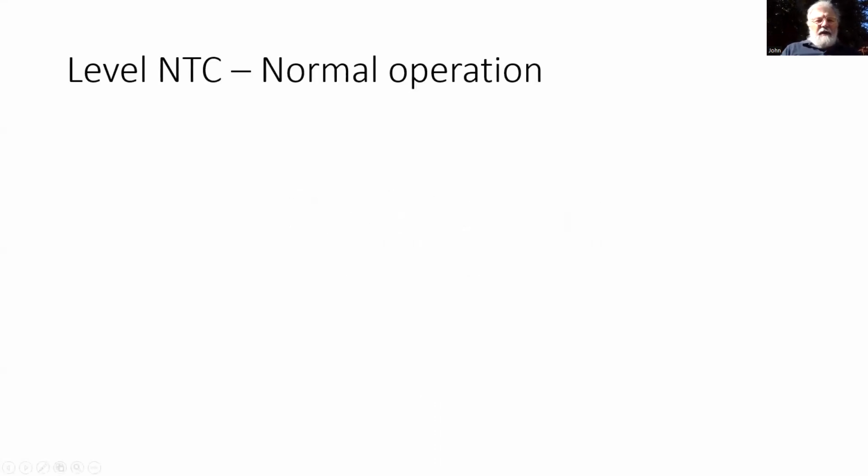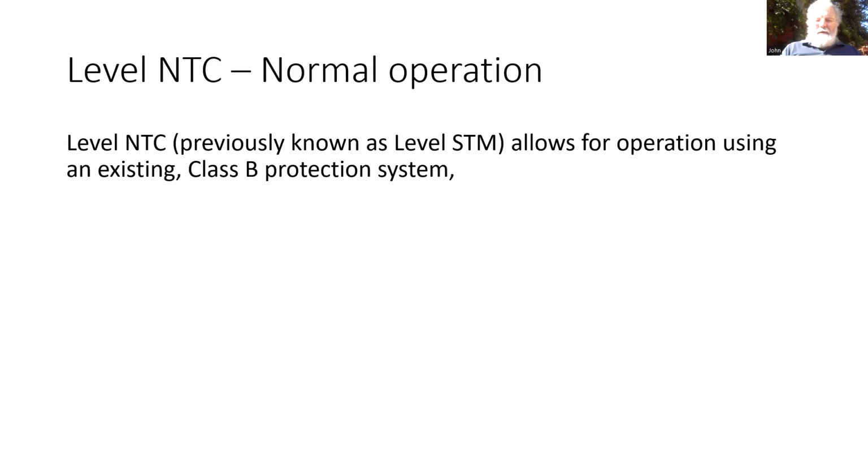In Level NTC, which is National Train Control, the normal operating mode is SN. As you all know already, I think, Level NTC, National Train Control, which was previously known as Level STM for Specific Transmission Module, allows for the operation of trains using the existing Class B protection system. That could be our national ATP system, it could be a train protection warning system in the UK, or any other system.